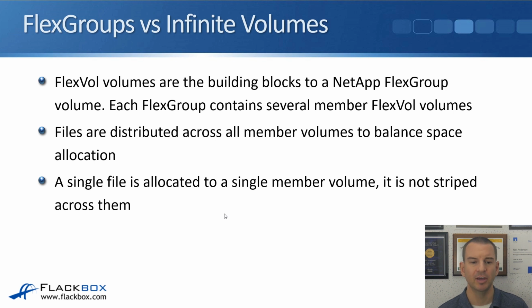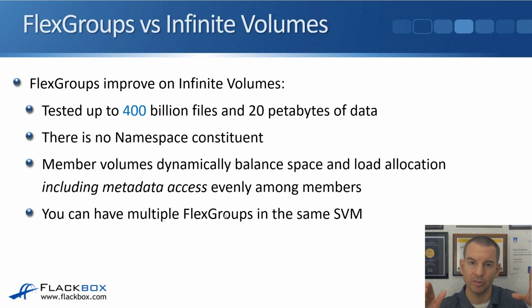Some more similarities. FlexVol volumes are the building blocks to a NetApp FlexGroup volume. This is the equivalent to our constituents with our infinite volumes. Each FlexGroup contains several member FlexGroup volumes, just like our infinite volumes had several constituents spread across the different aggregates. Files are distributed across all member volumes to balance the space allocation. That's going to be automatically done on ingest, and a single file is allocated to a single member volume. It's not striped across them. However, those volumes are on top of underlying aggregates, which do have RAID configured on them. Okay, so those were the similarities.